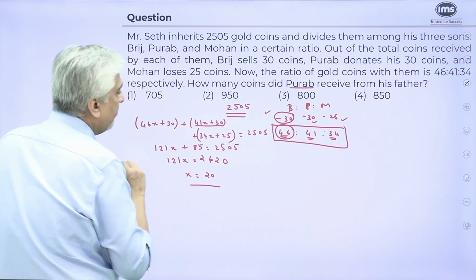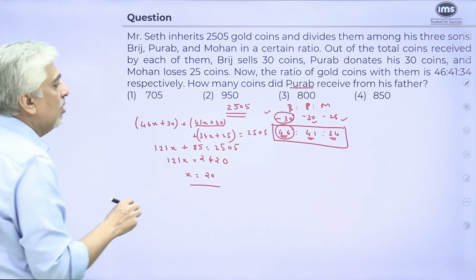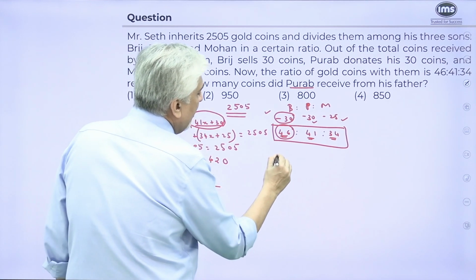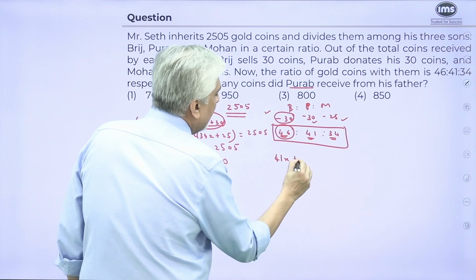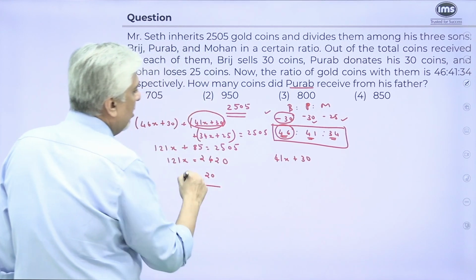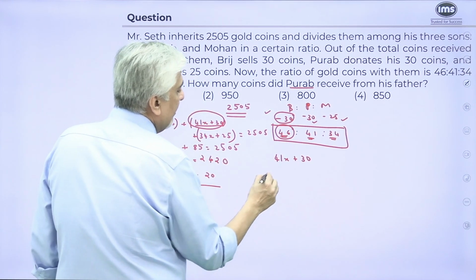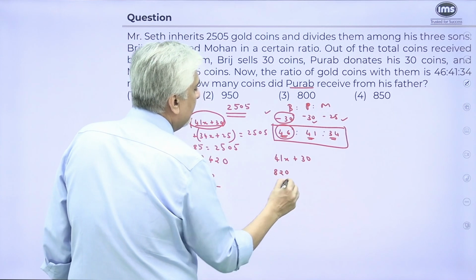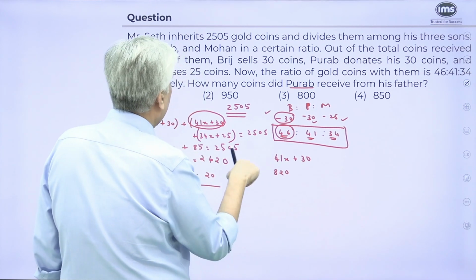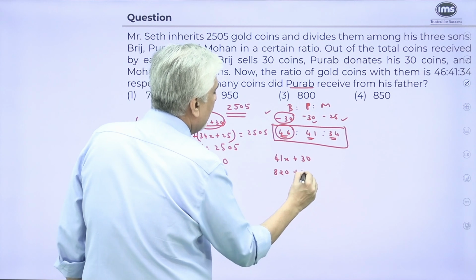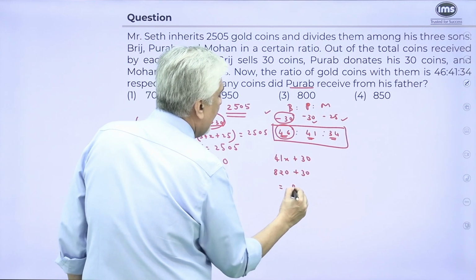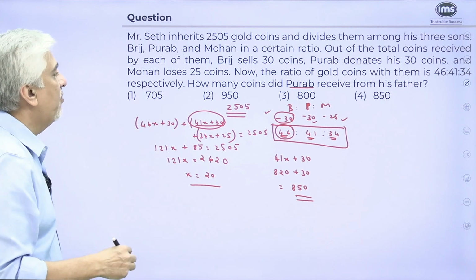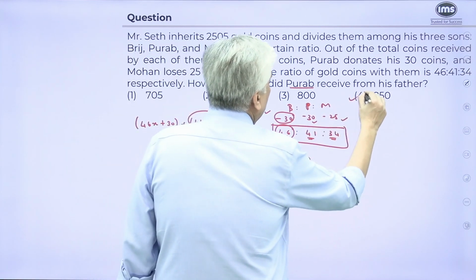We want to find the total number of coins which Purab has, which is 41x plus 30. 41 into 20 is 820. Right? 41 into 20 is 820. 820 plus 30 is 850. Right? 850, which is the fourth option.